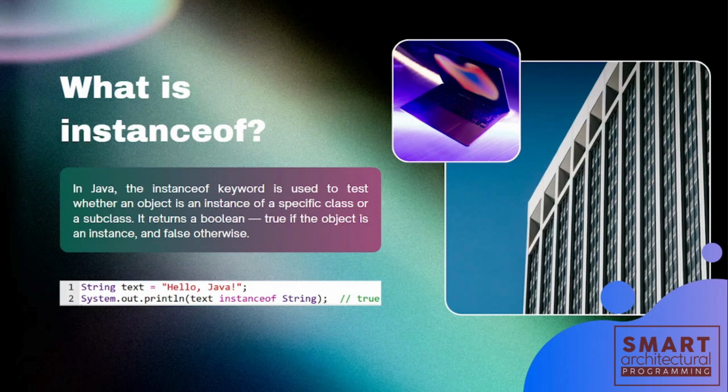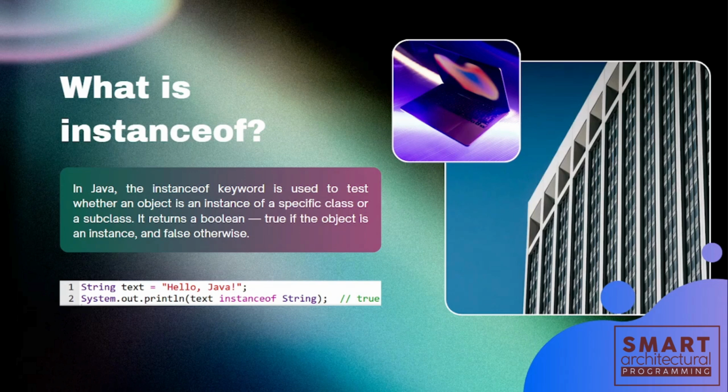Let me put it this way. When you create an object from a class, that class is the blueprint and the object is the house itself, right? That's the concept we discussed when we were going over classes and objects. So when an object is built off the blueprint of a certain class, you can check that through the instanceof keyword.